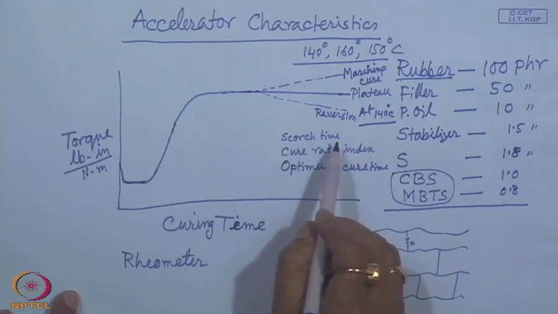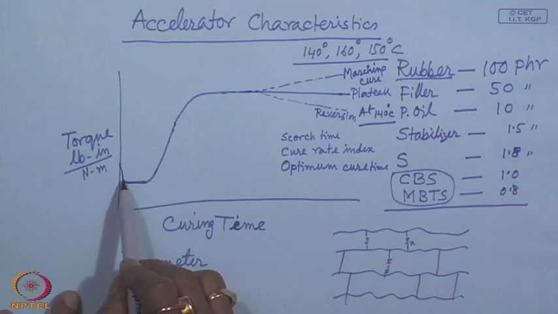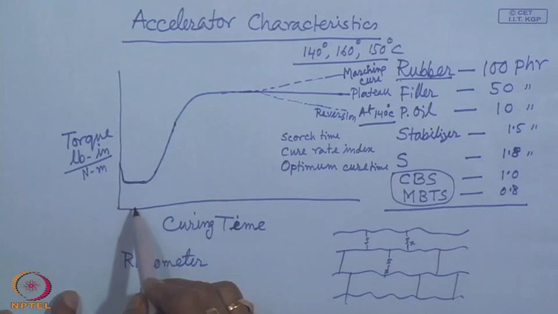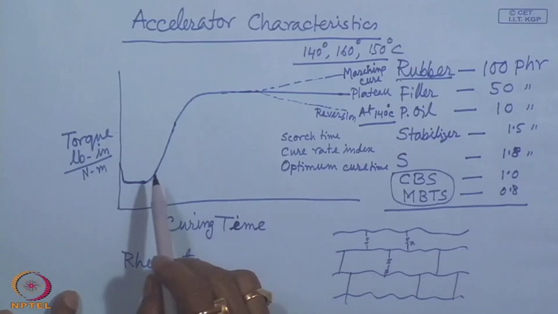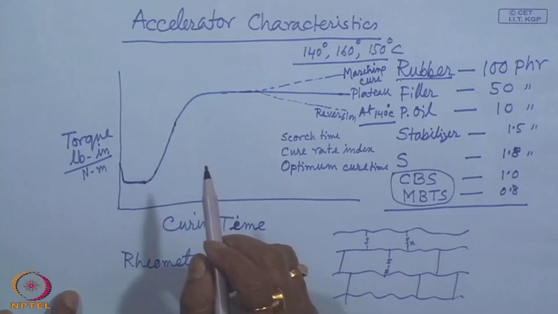And let us see what is scorch time. Now, when it is placed, the viscosity or torque decreases due to the increase of temperature of the compound. As soon as that compound reaches this temperature of 140 degrees, then it becomes parallel to the time axis. That means there is no chemical change till this point. Beyond this point, some chemical change has started to occur and then torque starts rising.